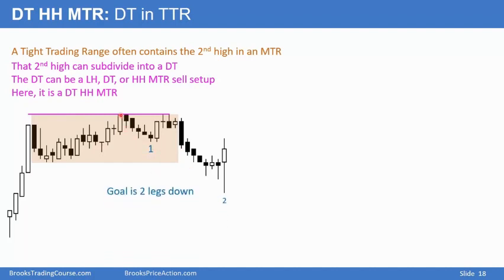The goal after any major reversal is 2 legs and 10 bars, minimum goal. Leg 1, pullback, leg 2, about 15, 20 bars here. That's the minimum goal. It could result in a huge bear trend, but the minimum goal from any major reversal is 10 bars and 2 legs.